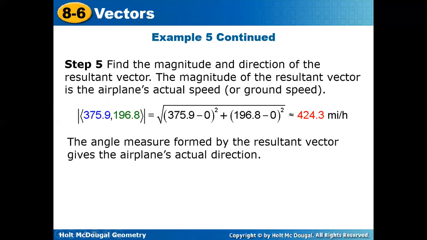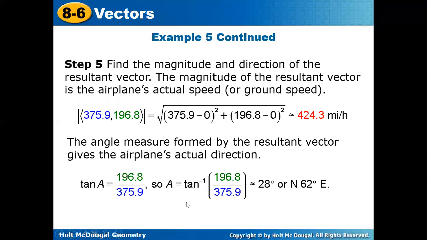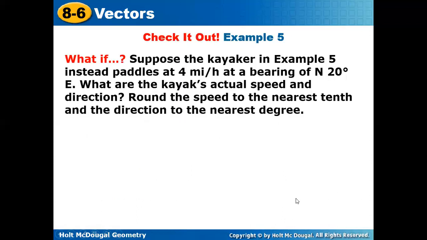Now the direction. We can find it in one step by writing tan negative 1 of y over x. So tan negative 1 of 196.8 over 375.9. You can do it directly, which is 28 degrees, or 62 degrees north of east. Now check it out.